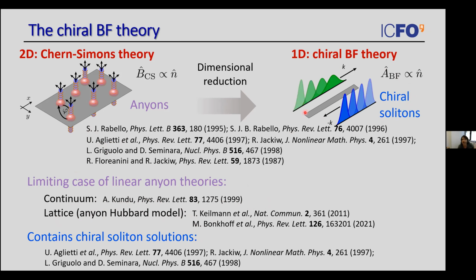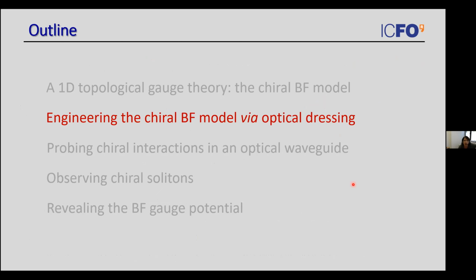So you can have some wave packet that, when you move in one direction for the matter field, expands, but when you move in the other direction, it remains self-bound. It forms a soliton. So this is the model that we want to study experimentally. So how do we do that?